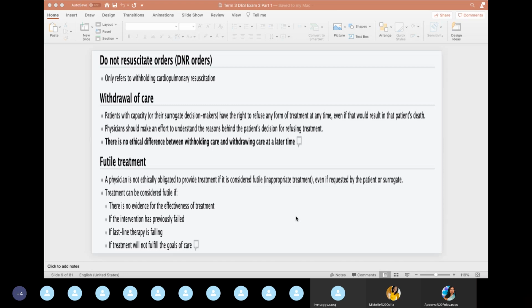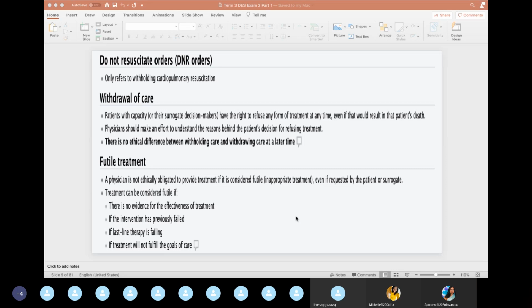So how can you determine if a treatment is futile or not? First, there is no evidence for effectiveness of treatment. You look at peer-reviewed journals and you say there is no evidence there. You look at the meta-analysis, and it says there is no evidence there. Second, if the intervention has previously failed, don't repeat the intervention again. If the antibiotic doesn't work, don't prescribe the antibiotic again because it will not work. Next, if the last line therapy is failing, there is nothing else. That's the last line therapy. And then if the treatment will not fulfill the goals of care. So what's the point? As a physician, you are not ethically obligated to provide treatment if it is considered futile.